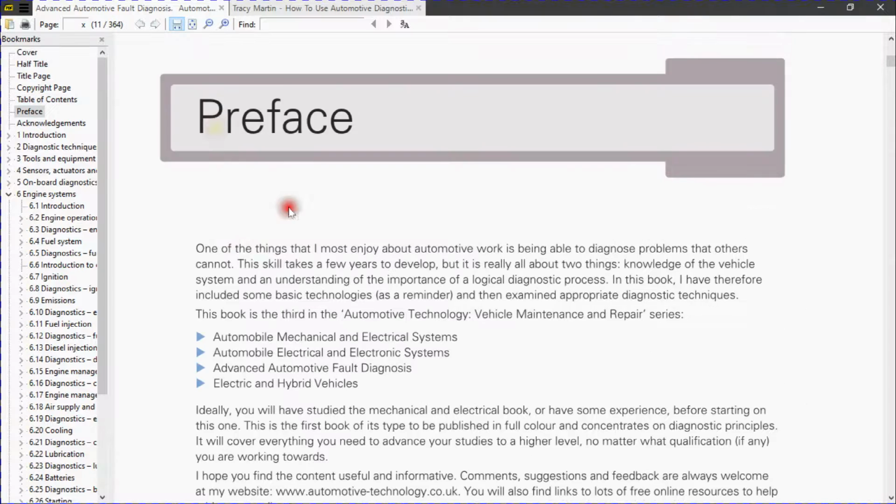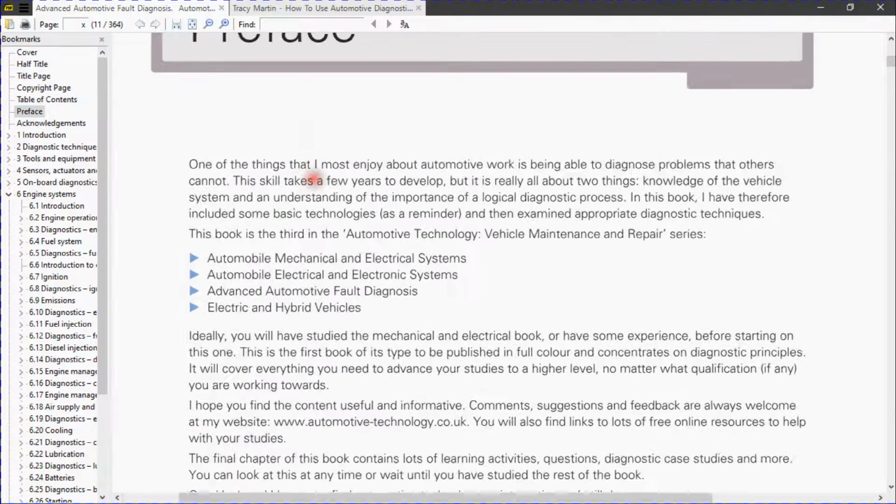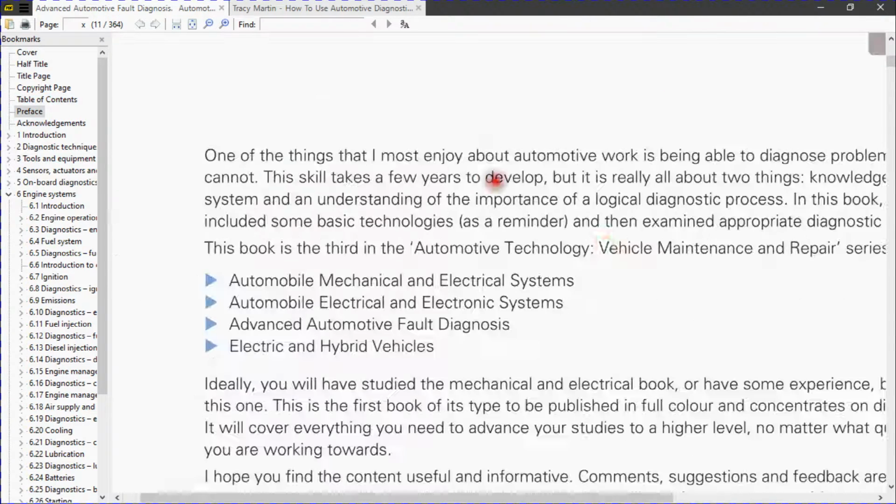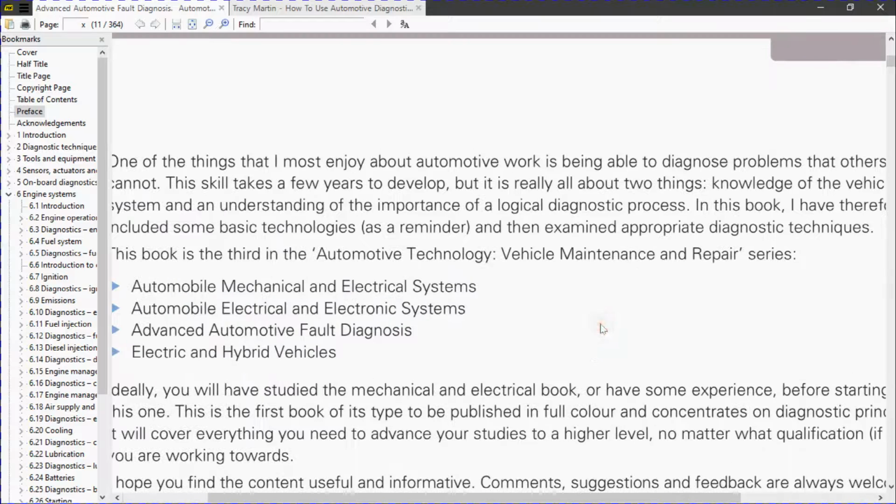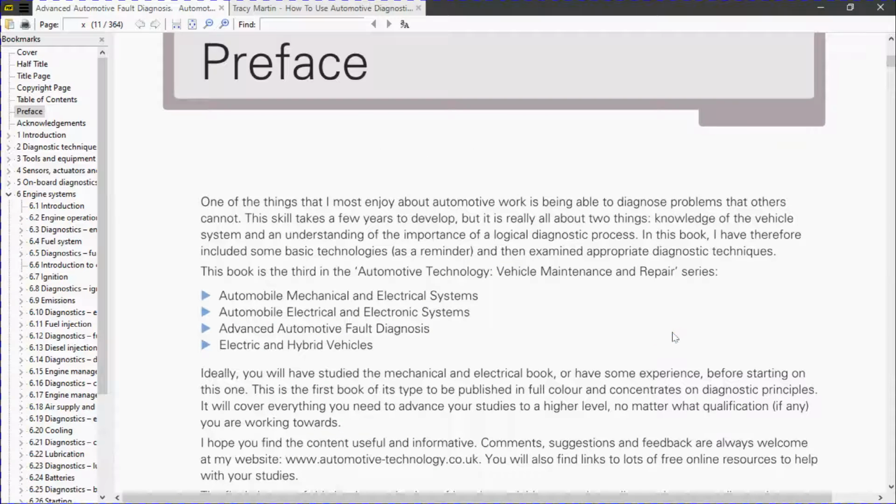So the preface: one of the things that I most enjoy about automobile work is being able to diagnose problems that others cannot. The skills take a few years to develop, but it is really all about two things: knowledge of the vehicle systems and understanding of the importance of the logical diagnostic process. In this book, as the author says, I have therefore included some basic technologies as a reminder, and then examine appropriate diagnostic techniques.